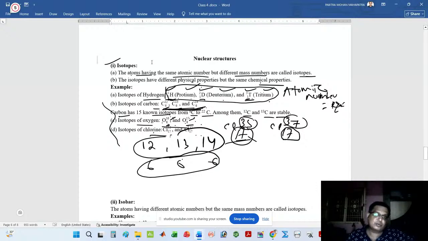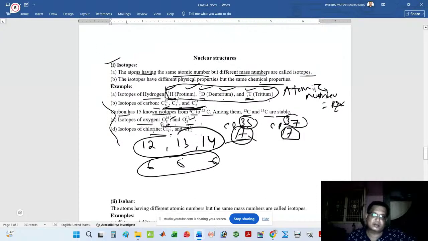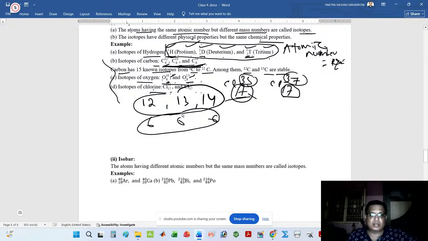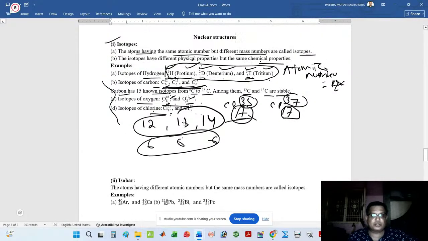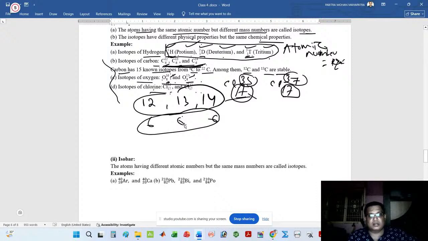Next, move to isobars. Isobar is the opposite of isotope. In isotopes, the atomic number is the same but the mass number is different. But here it is the opposite. For isobars, you consider atoms having different atomic numbers but the same mass number.